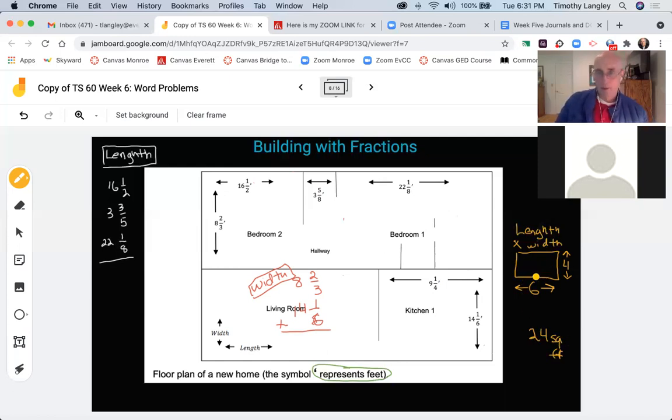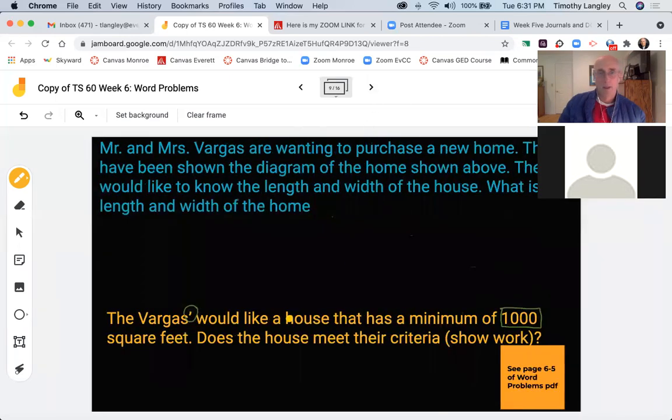So likewise, to figure out the total square footage of this house, if I take my answer of my length and my answer of my width and multiply those two times each other, I'm going to get a number. And I'm going to look back at the question. They wanted a 1,000 square foot house. Does this house meet their criteria? Which basically means once I multiply the length times the width, I look at the answer and go, is that 1,000 square feet or more? If it is, then you'd say yes. If it's not, if it's smaller, then you'd say no.